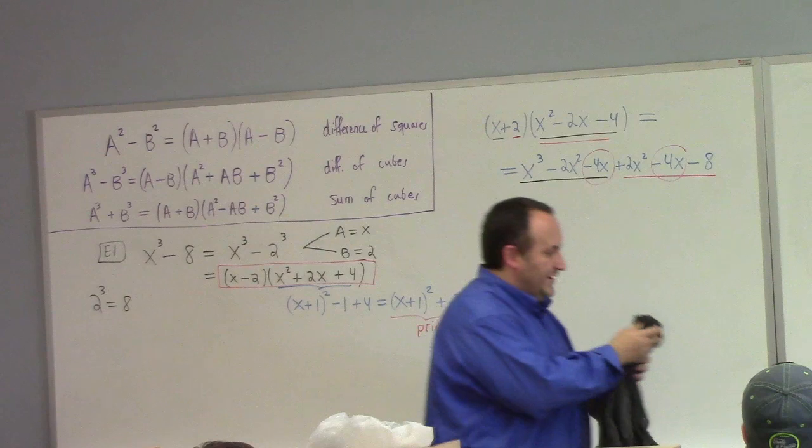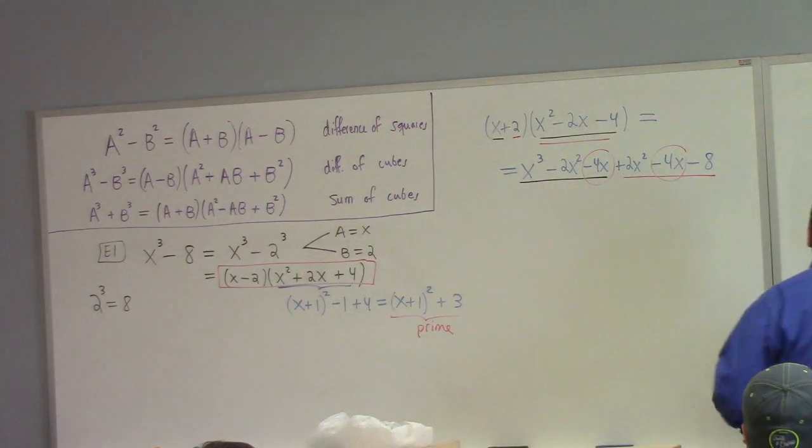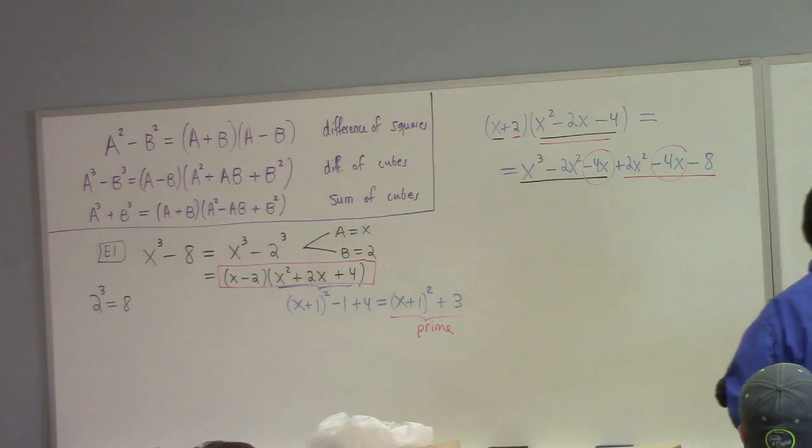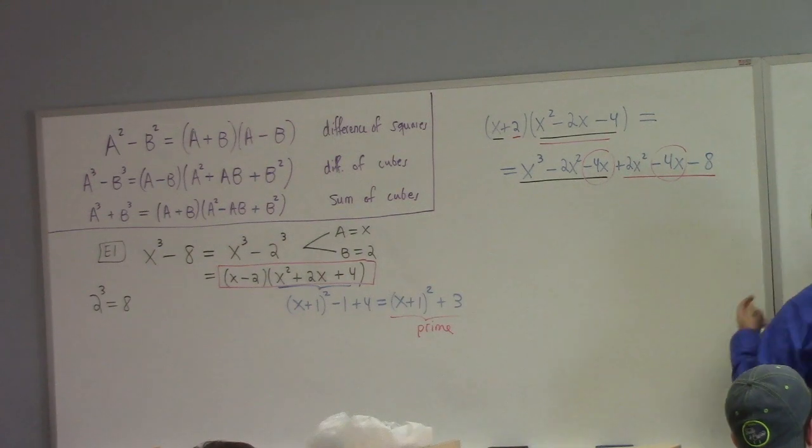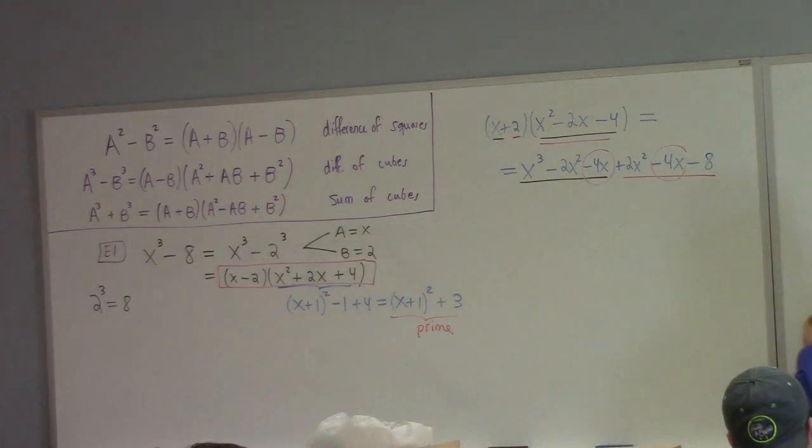Whenever we complete the square, if after we complete the square we get plus a number, that means it's a prime polynomial, because a prime quadratic can't be factored. If instead of getting a plus 3 there, we ended up with a minus 3, we could have factored it. All right? Okay, so moving on here.